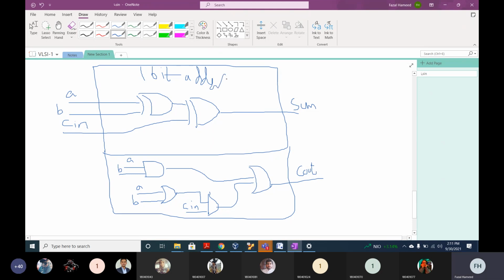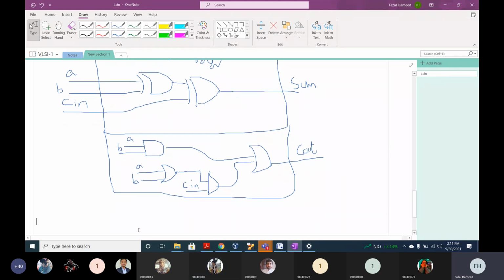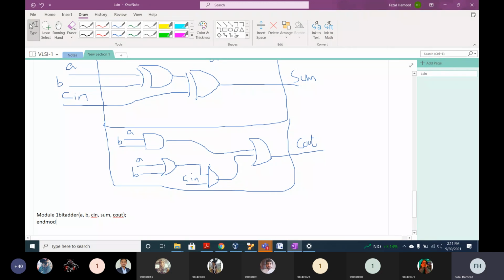So what does this block diagram show? Can anybody tell me what's the block design diagram? Yes, gate level design of 1 bit adder. Very good. So this is the gate level design of 1 bit adder. So this is the gate level design module 1 bit adder. The same description: A, B, C in, sum, C out, and end module.